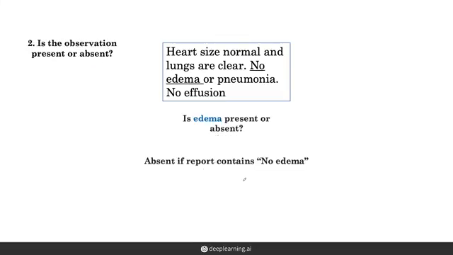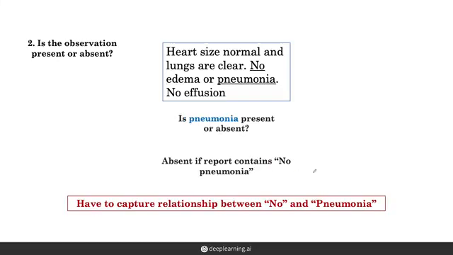We can write a rule to determine that edema is absent if the report contains no right before the word edema. And although we would be able to capture edema that way, we would not be able to capture the no before pneumonia because they are separated by a few words. We have to be able to capture this relationship between no and pneumonia without directly searching for the exact words no pneumonia.